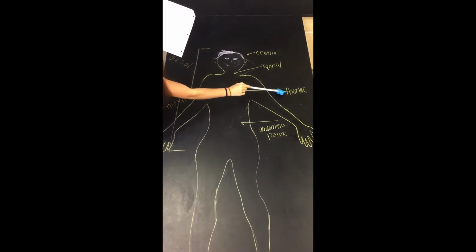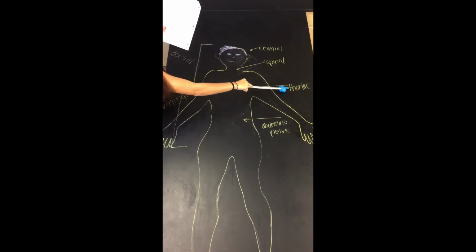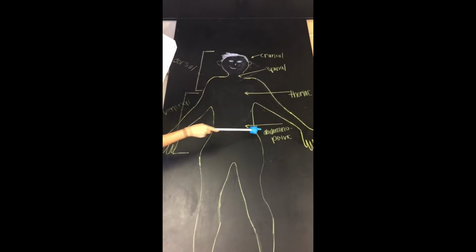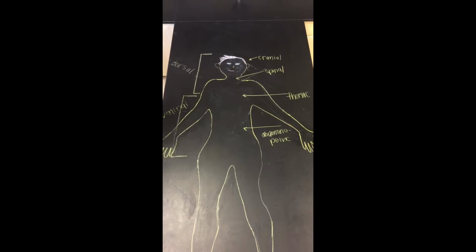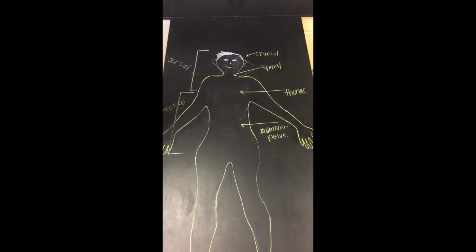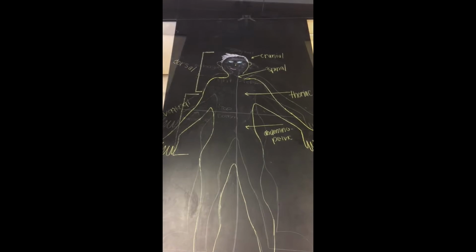There are two subdivisions of the ventral body cavity, which include the thoracic cavity, which includes the lungs and the heart, and then the abdominopelvic cavity, which is divided into two sections: the abdominal, which contains the stomach, intestines, spleen, liver, and other organs, and the pelvic, which contains the bladder and reproductive organs.